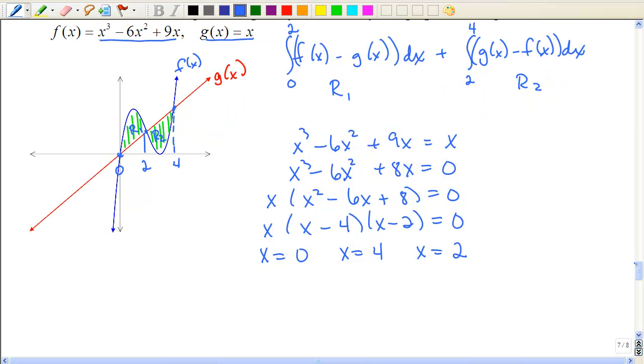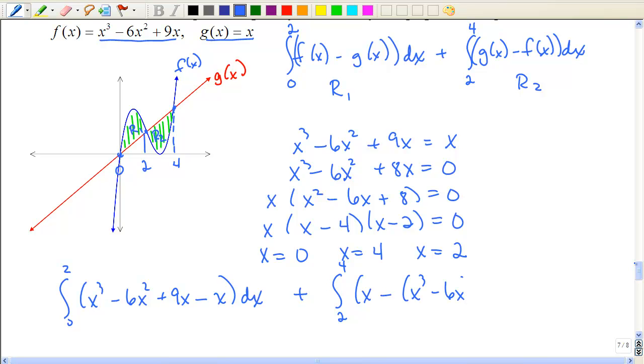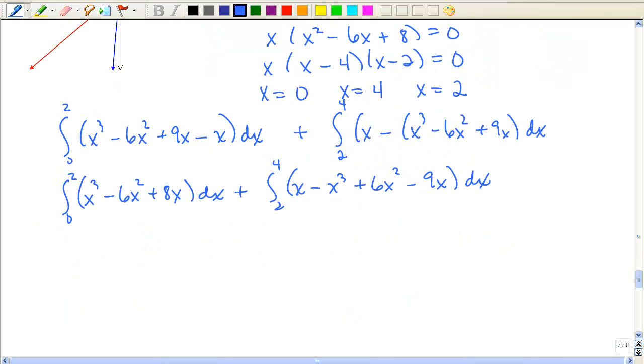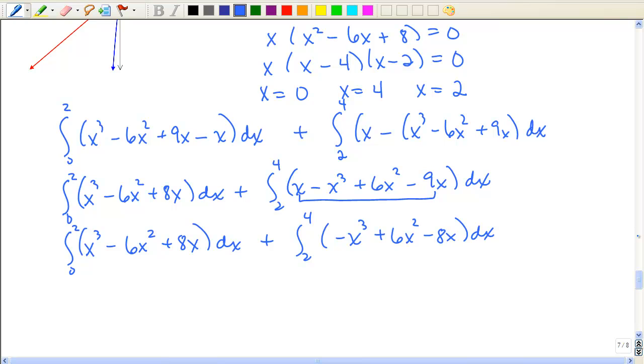So let's go ahead and set up those integrals. So from 0 to 2, we have f of x minus g of x. And then for region 2, we're going to integrate between 2 and 4, and we have g of x minus f of x. So we want to be careful and distribute those minus signs. And I'm going to combine those two terms and have a negative 8x. As you look at these two functions, they're exactly the opposite, so that means those regions, region 1 and region 2, are exactly the same.